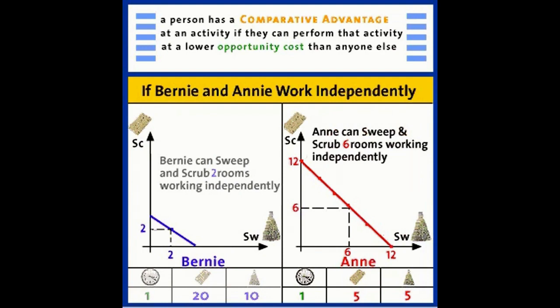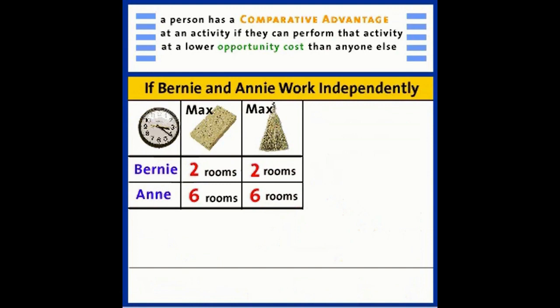Here's what you'll notice over on the board. I've done a table of what Bernie and Ann are able to produce when they are not cooperating. When they work independently, Bernie scrubs 2 rooms, Ann scrubs 6 rooms for a total of 8 rooms worth of scrubbing. Whenever they work independently, Bernie can sweep 2 rooms, Ann can sweep 6 rooms for a total of 8 rooms of sweeping. 8 total rooms get cleaned when Bernie and Ann work independently of each other.